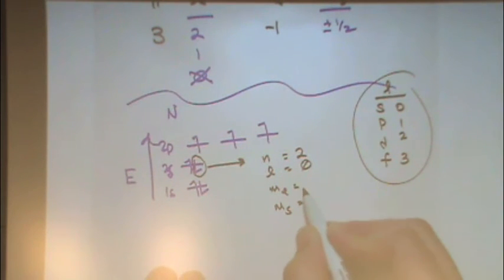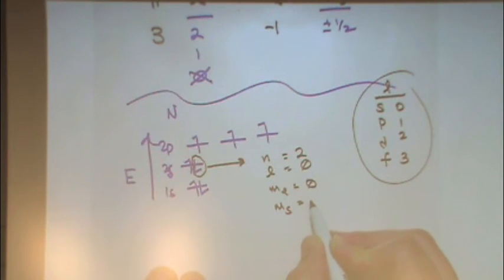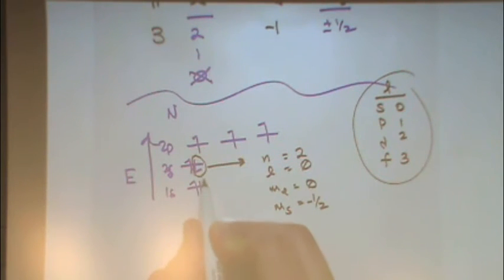M sub L, what would M sub L be? 0, because L is 0. M sub S? It's not plus 1/2 in this case, because it's definitely pointed down. There we go.